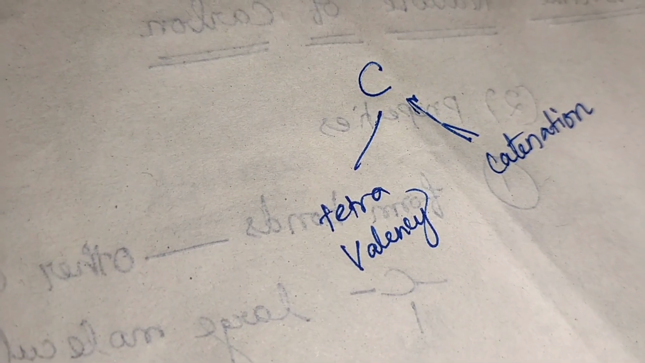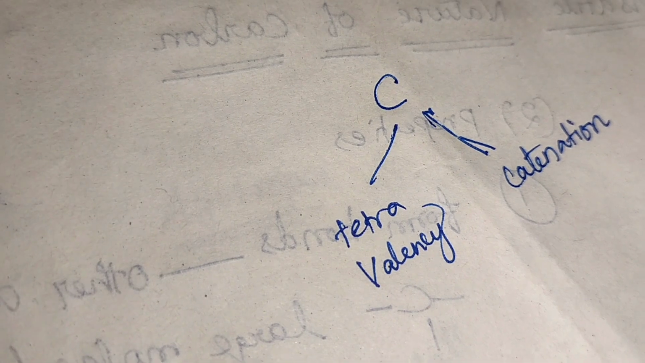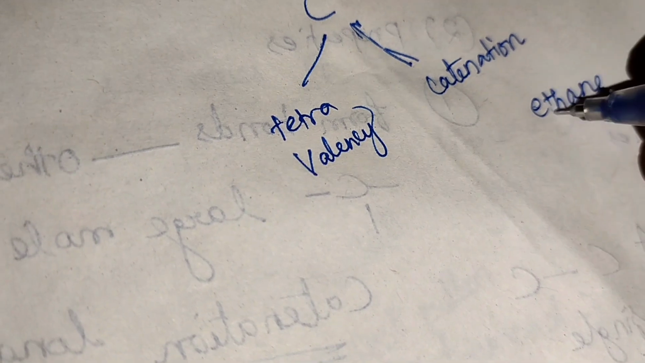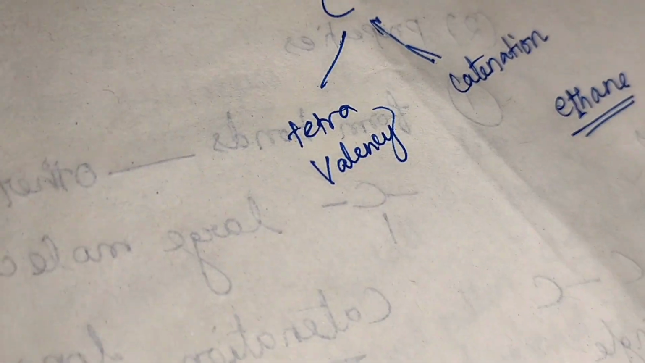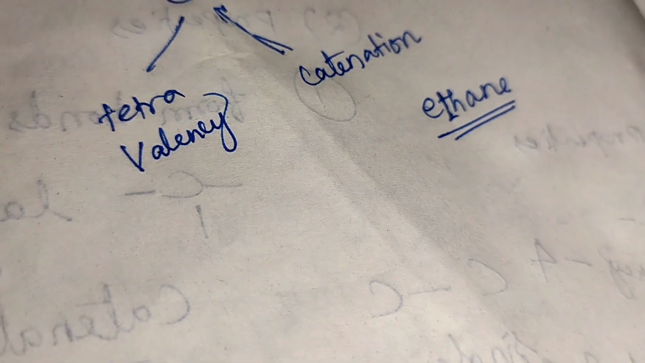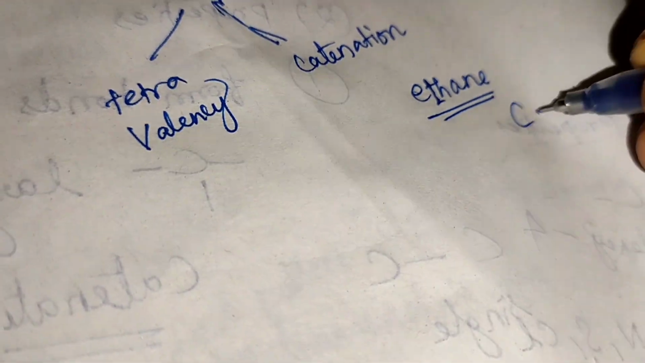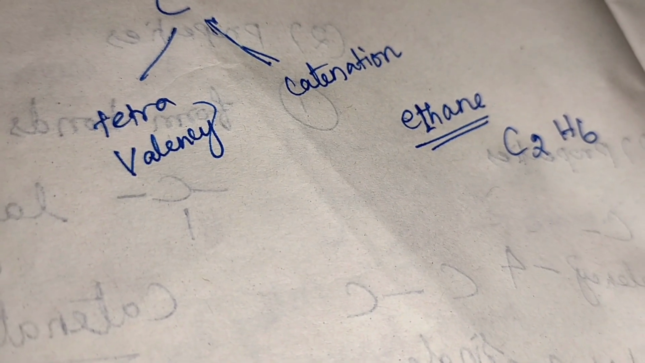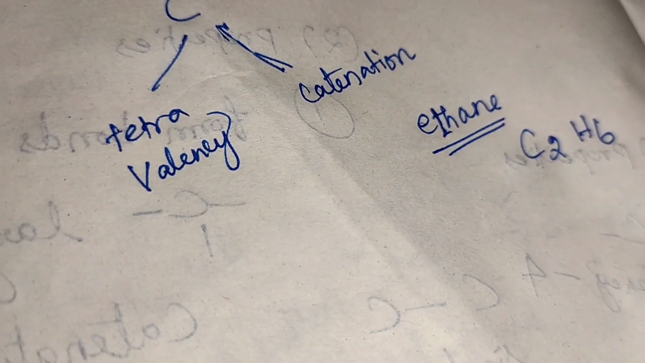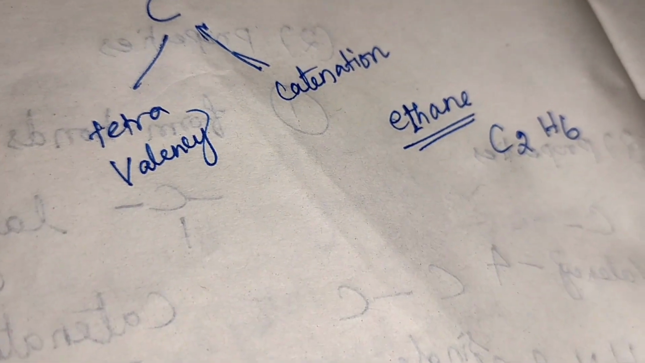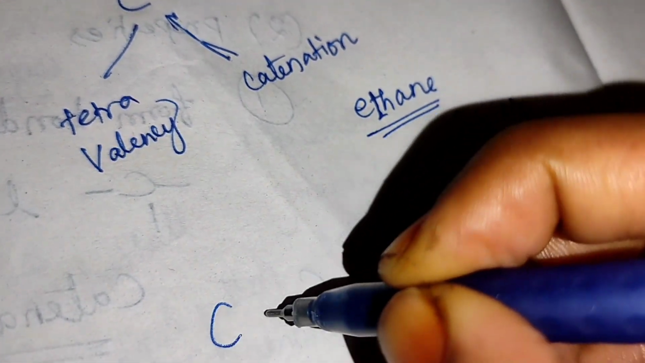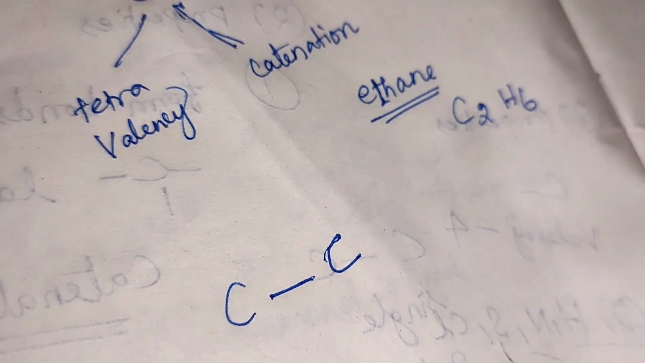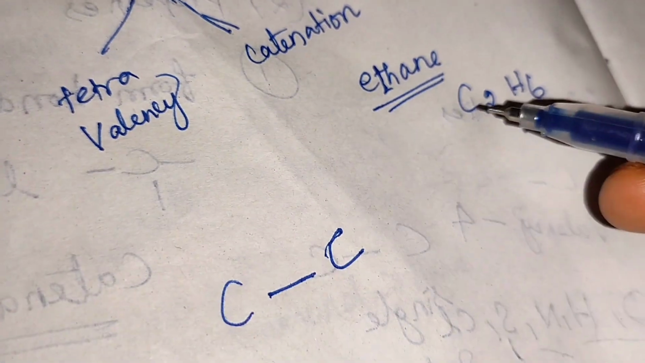So now we are going to see about ethane, a carbon based compound. We saw the electron dot structure of methane in the previous video. Now we are going to see about ethane. What is the formula for ethane? C2H6. Here we are going to draw an electron dot structure for ethane. How many carbon atoms should be there? 2 carbon atoms, 1 and 2. And between these 2 carbon atoms there is one single bond.